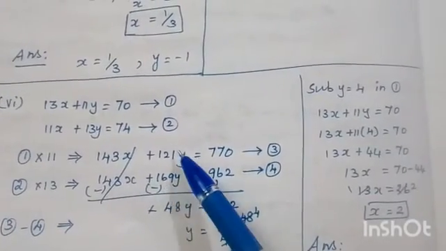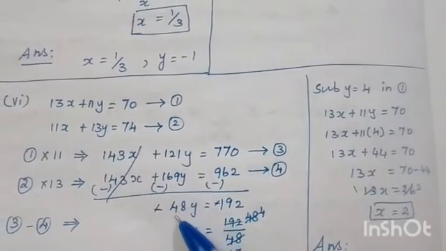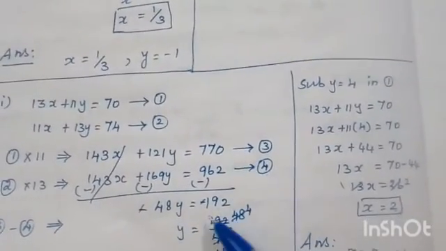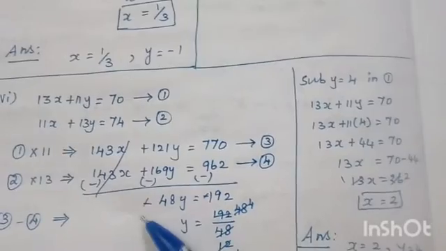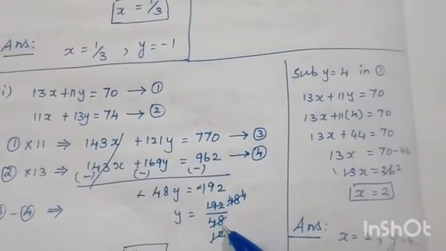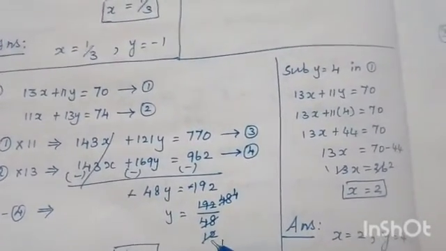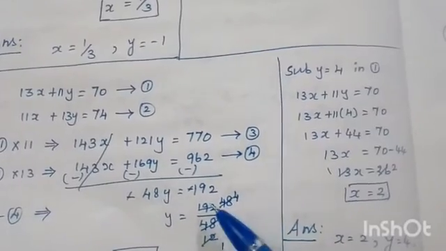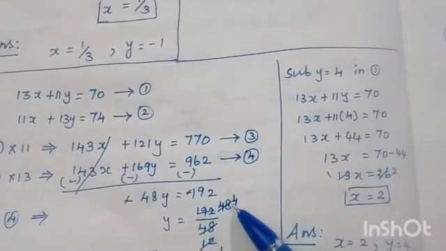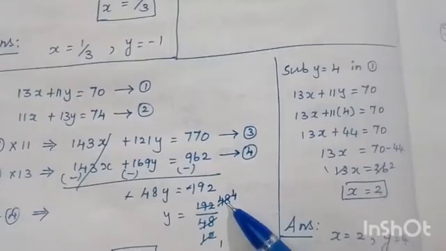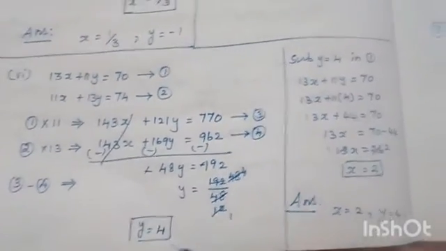It is 169 minus 121, 48. 770 minus 962, the greater number has the sign, so minus 192. Minus cancels. So y equal to 192 by 48. First I use the 4 table. 1 4 is 4, 2 4s are 8, 4 4s are 16, 8 4s are 32, then 12 4s are 48. So y equal to 4.